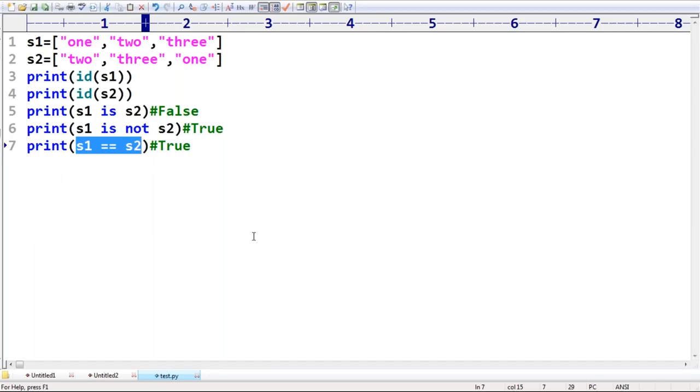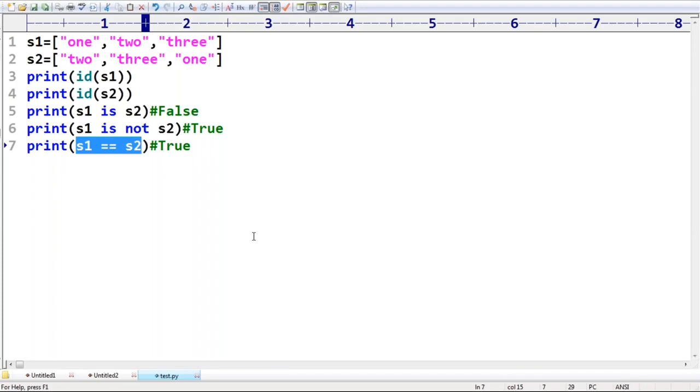Okay. Sir, my very important question for the entire room. What is the difference between the is operator and the double equal operator? Simple answer. The is operator is meant for reference comparison. The double equal operator is meant for content comparison.